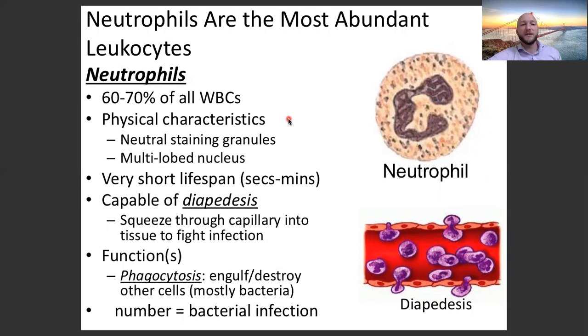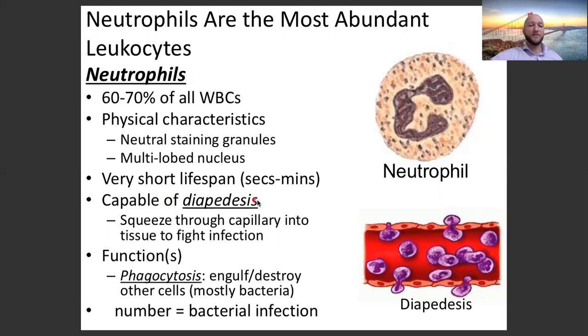Physical characteristics: they have neutral staining granules and a multi-lobed nucleus. You can see this multi-lobed nucleus. They have a very short lifespan. They do not live very long. They are capable of diapedesis.